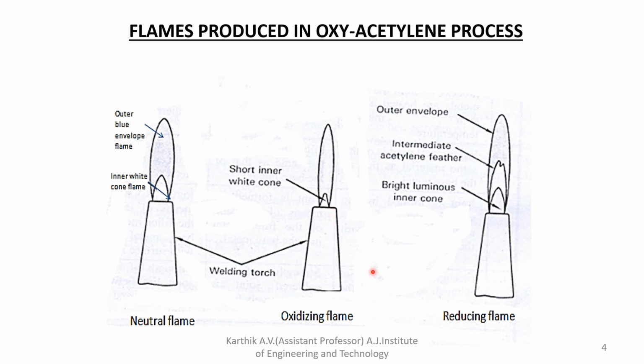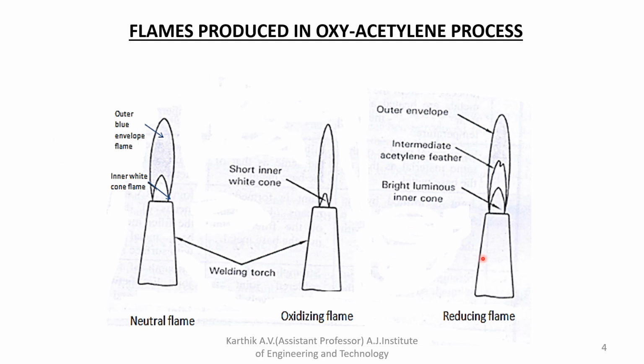This type of flame is called the reducing flame. Okay, so three layers of flame you can observe only when the acetylene gas percentage is more than the oxygen percentage. Then you can observe three varieties of flame structure: the bright luminous inner cone, the intermediate acetylene feather, and the last one, the outer envelope. Okay, so this is called the carburizing flame. In the carburizing flame you can get around 3000 degrees Celsius.